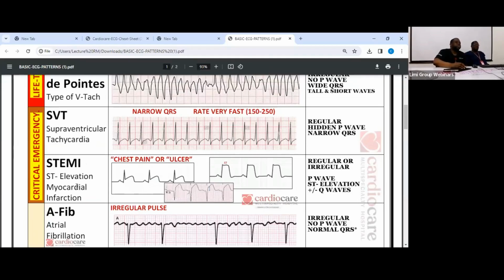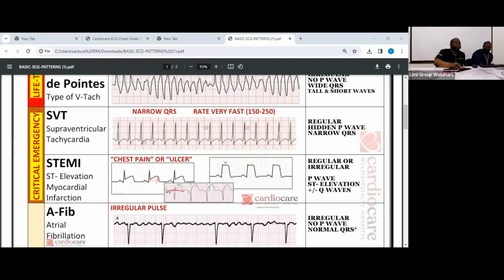Now we come to the ones that are critical emergencies. Yes, critical emergencies. And the first one we said is this ST elevation MI. The ST is elevated like we showed in the previous one. We can see the isoelectric line there, and the ST is elevated. So you can see the isoelectric line, and the ST in relation to it is elevated.